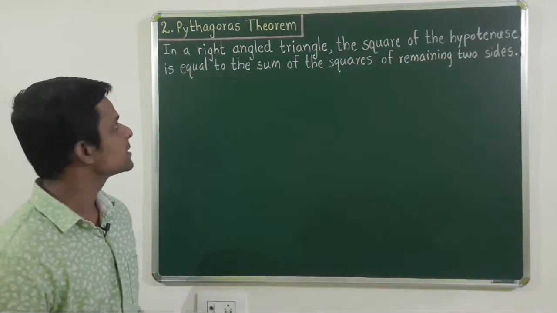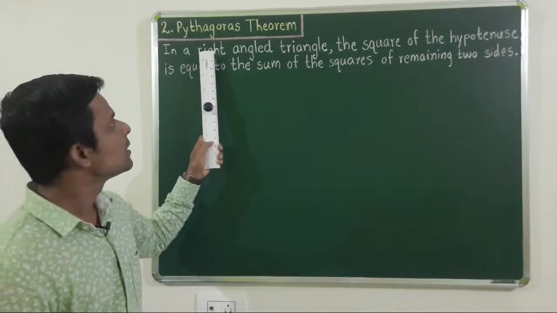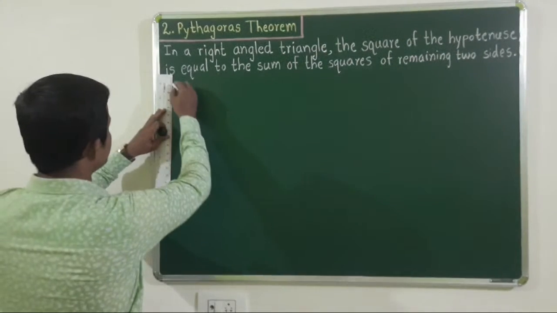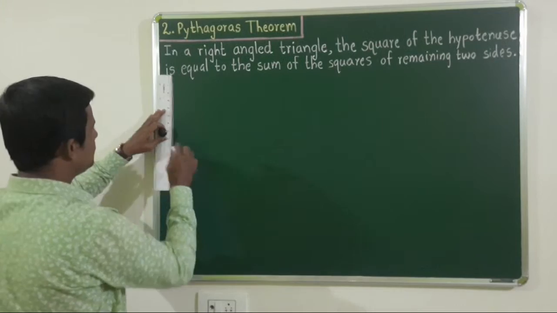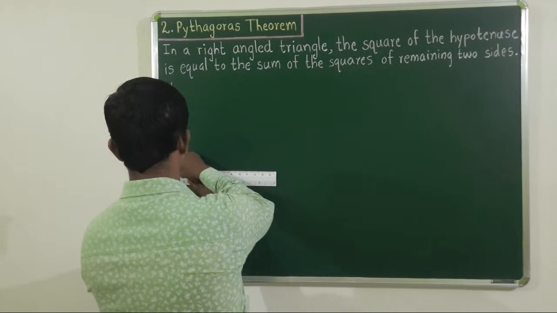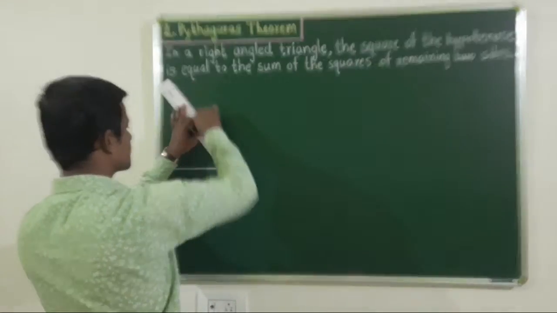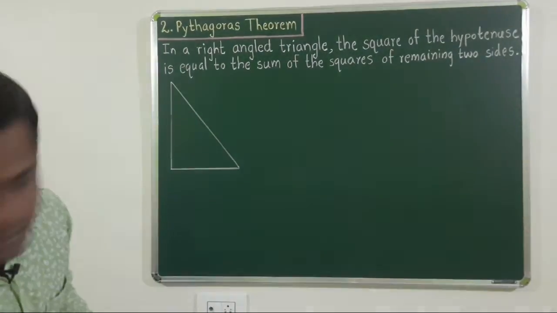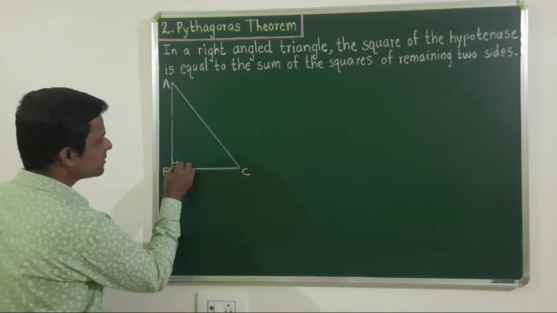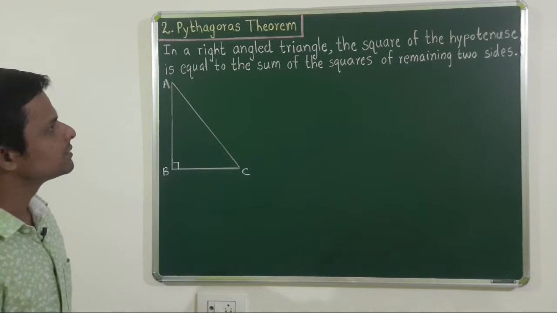It is Pythagoras theorem. The first step to prove this theorem is to draw a proper diagram. It means we have to draw one right angle triangle here. I'm going to draw one right angle triangle, that is triangle ABC. Now here is your triangle ABC, which is right angled at point B.